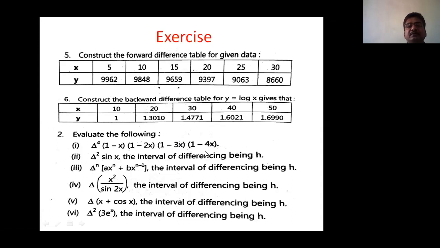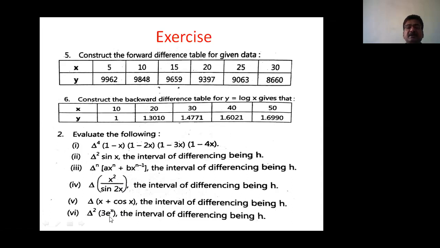Similarly, find delta square of sin x. If the interval of differencing is h, take h as h. How can we find delta square of sin x? First find delta of sin x, and then delta square of sin x is delta of delta sin x. Similarly, solve all these examples. Delta of this is f(x) by g(x), so use the rule of delta of f(x) by g(x), that is the rule of division. And similarly, delta of x plus cos x is delta x plus delta cos x.